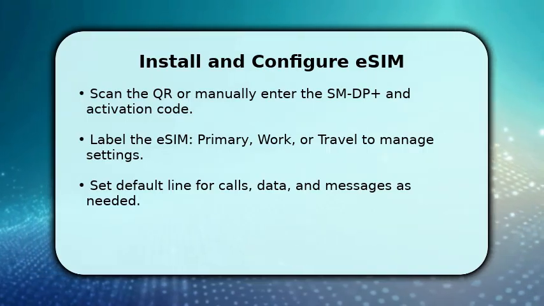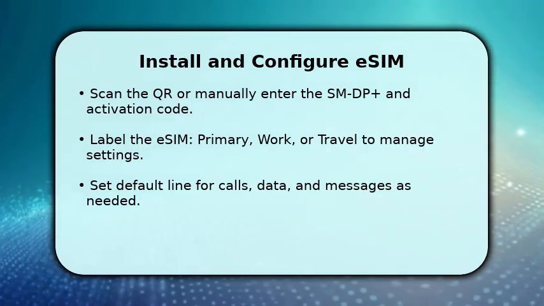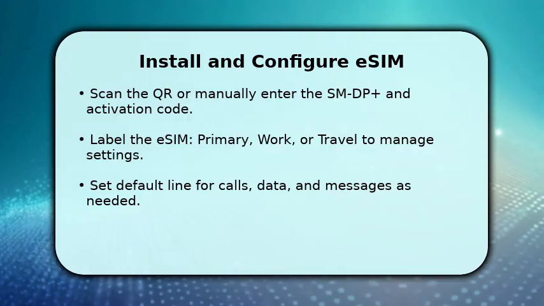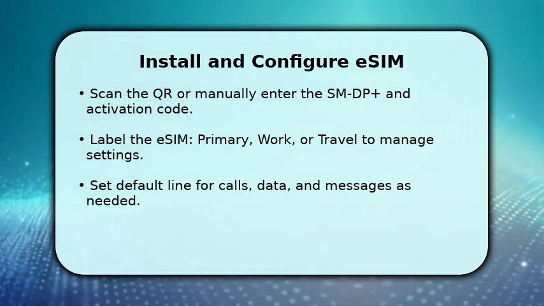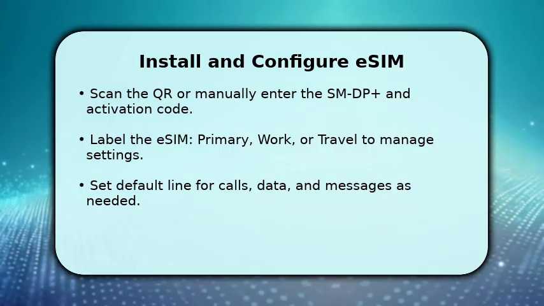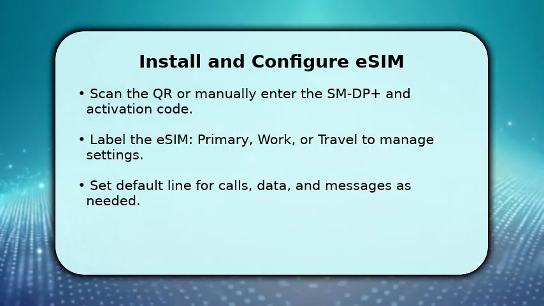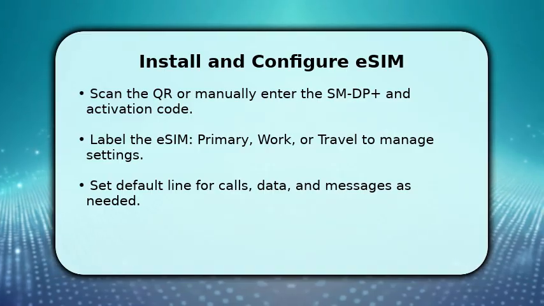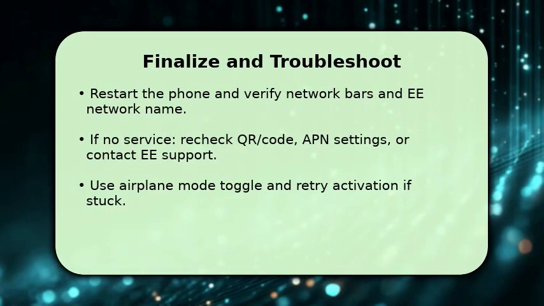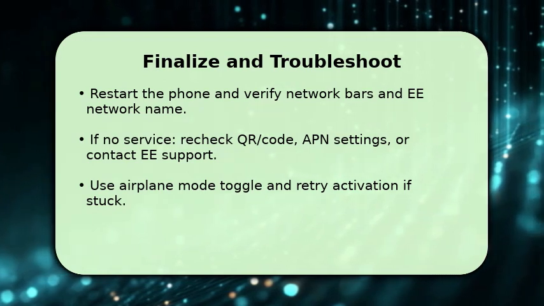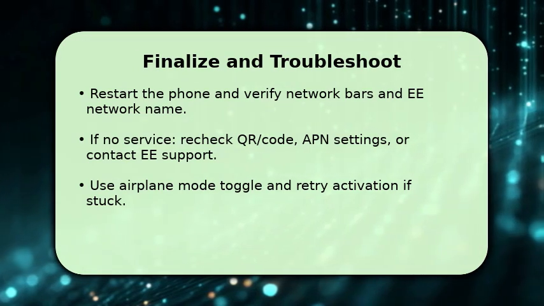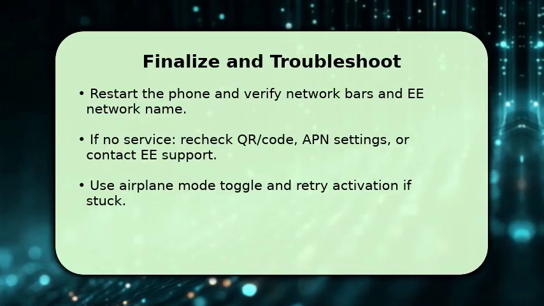Don't interrupt the process. After installation, label the line clearly, because labels help you pick the correct line for calls and data. Then go to Cellular Data and Phone Settings to set the default line for mobile data, calls, and SMS so your device uses the eSIM. You finish by restarting the phone to ensure the new eSIM registers with EE's network. Check for signal bars and the EE name in the status bar.